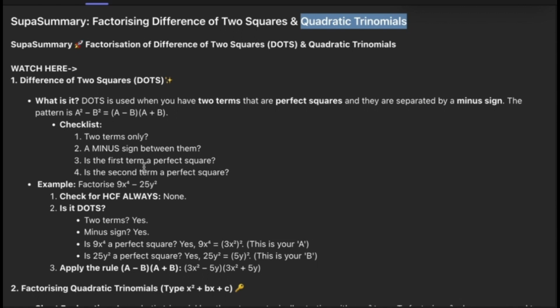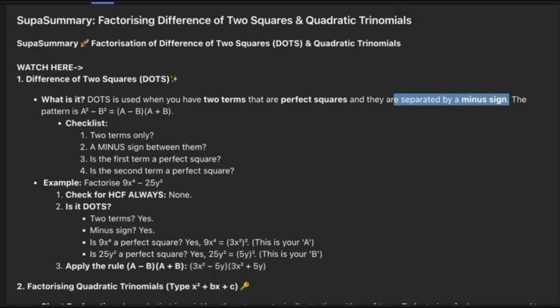We have first the difference of two squares. This is used when you have two terms that are perfect squares and they are separated by a minus sign. Don't go separating the minus and the number. We read from left to right.